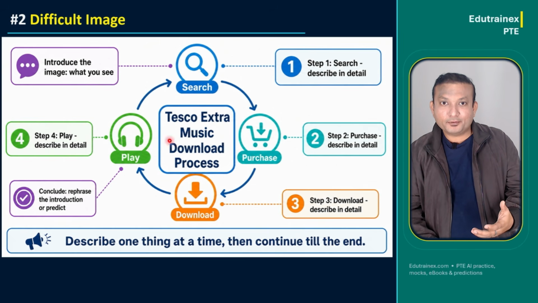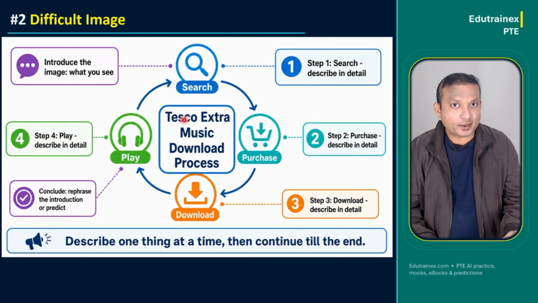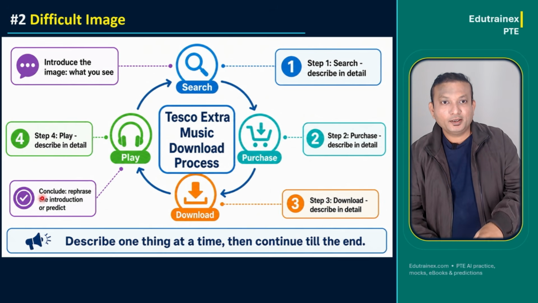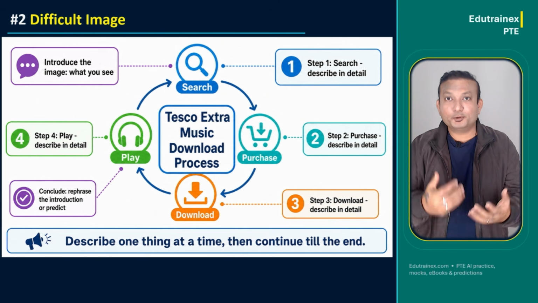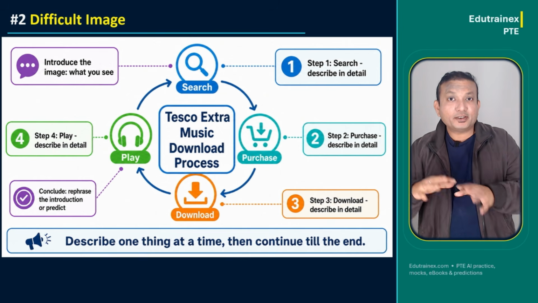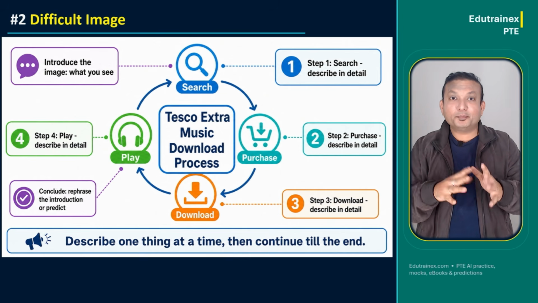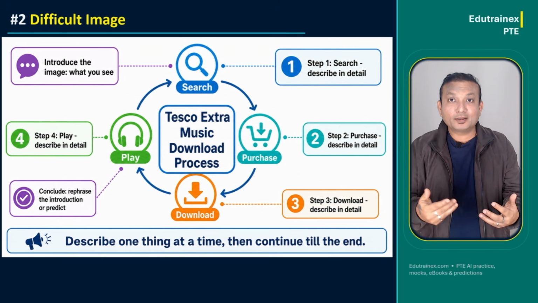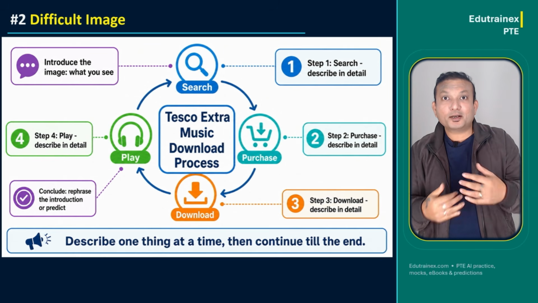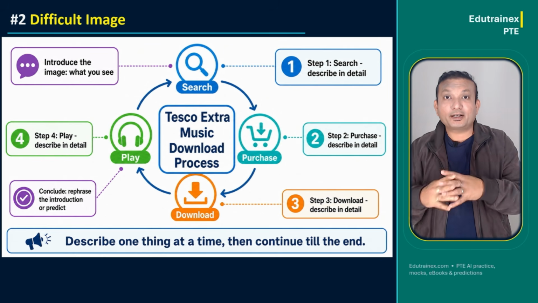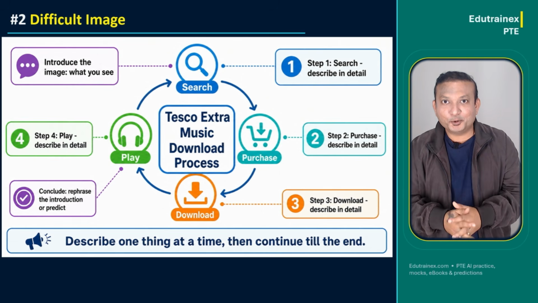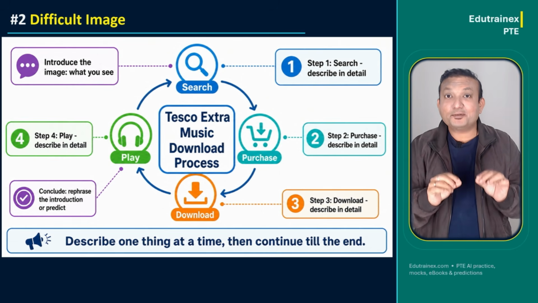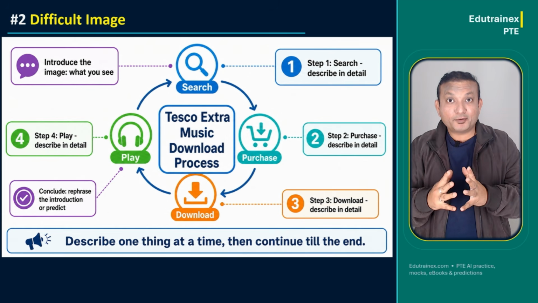The text given over here can be used in the introduction, and can also be used in the conclusion. In the conclusion, you can paraphrase the introduction itself. So if you said in the introduction that the image represents something related to the Tesco music download process, then in the conclusion you can say the music download process was very effective because it provided easy steps for the user. It can be a conclusion because it has relevant keywords in it, relevant to the image.